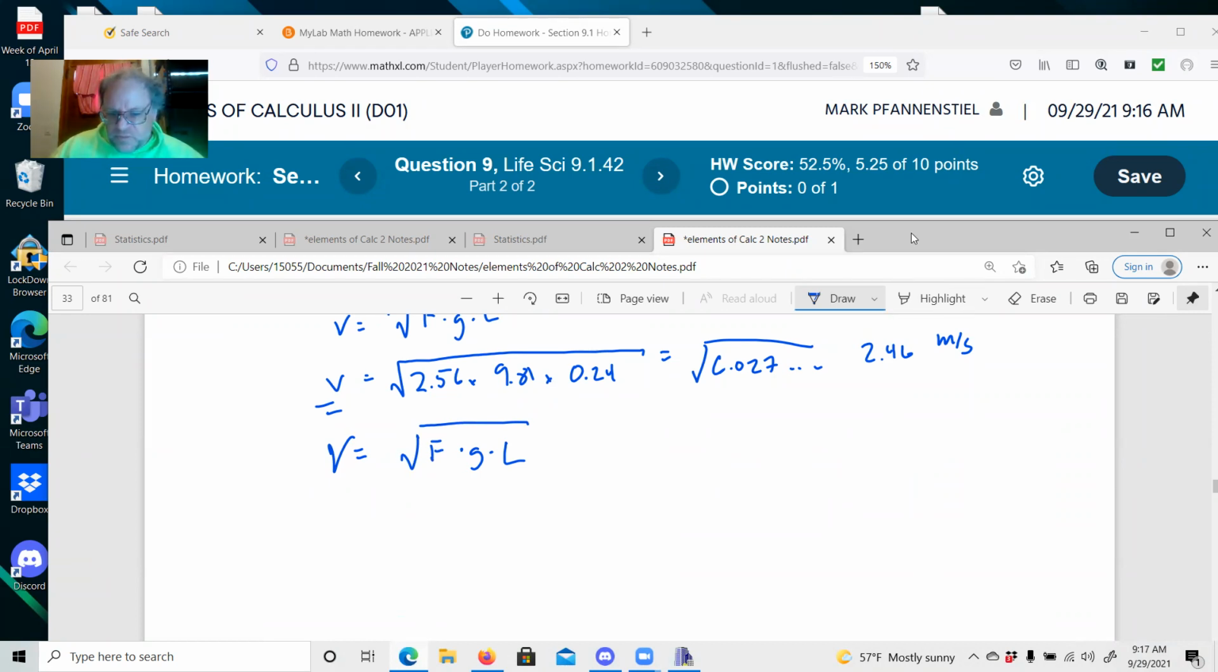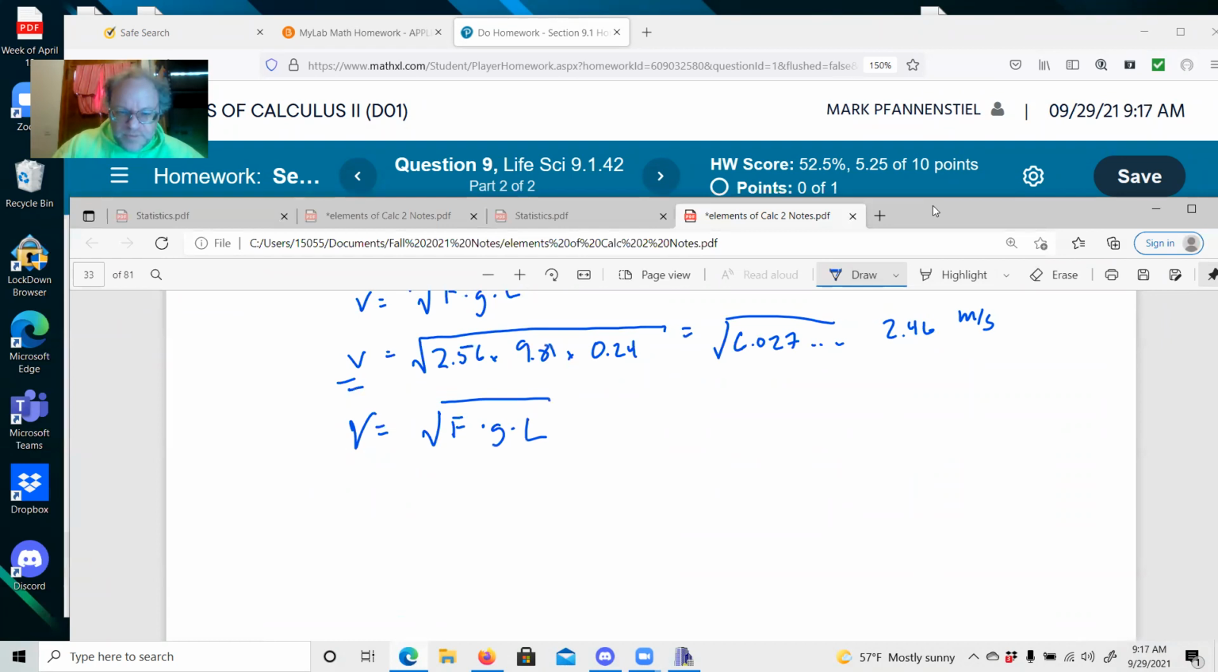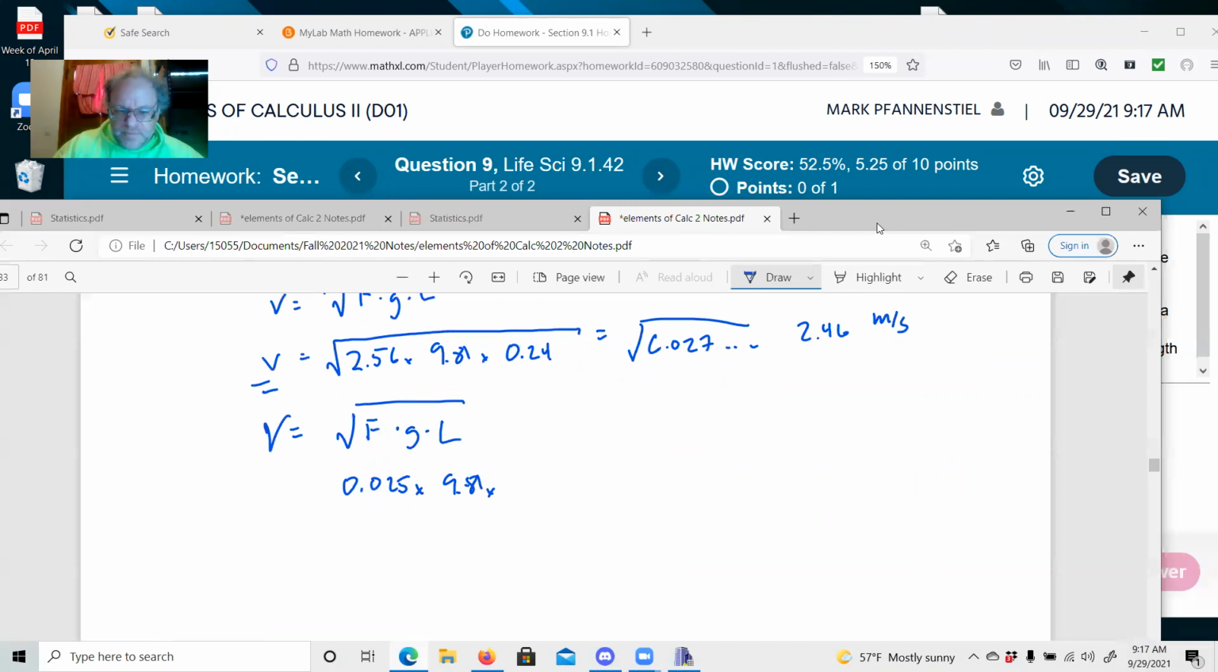Okay, let's assume gravity is constant, even for dinosaurs. So the Froude number was 0.025. So this is 0.025 times 9.81. We'll assume that didn't change. And then L is going to be 6. And we're going to square root this thing. That's our velocity. I'm not good at knowing what speeds are in meters per second. So if you want to convert, that's okay.